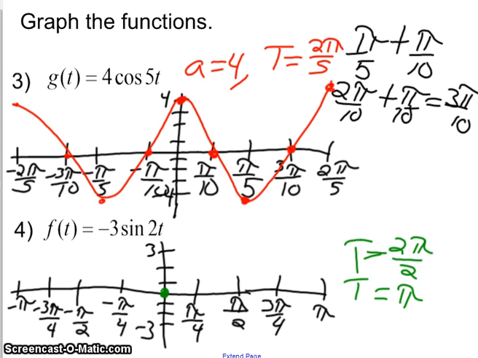All right, so now when I go to pi over 4, since this is a reflection across the x-axis, this is going to be a minimum. And then to 0, and then to the maximum, and then to 0. On the left, we're going to do maximum, 0, minimum, 0.